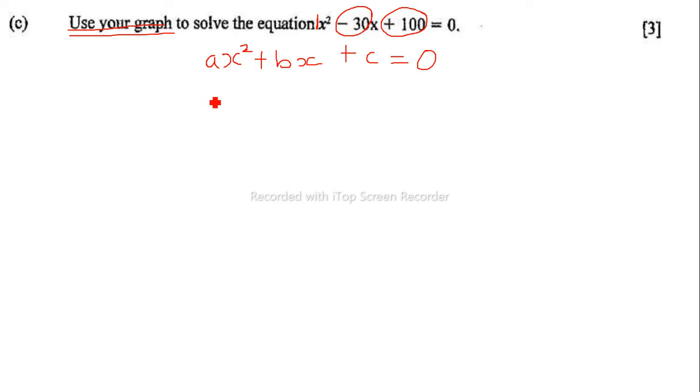And if we have that, then the solution to our quadratic equation is negative b plus or minus the square root of... That above is the formula for it.